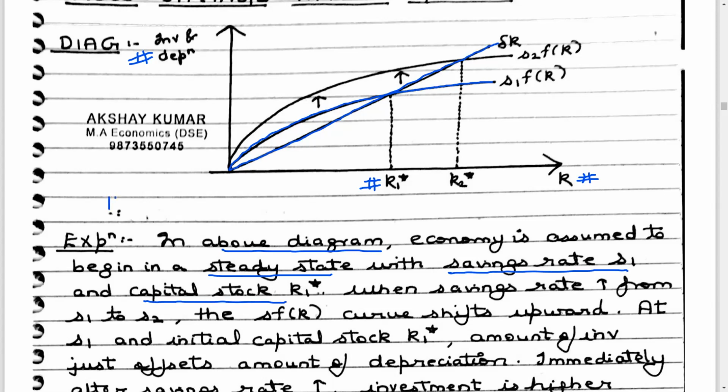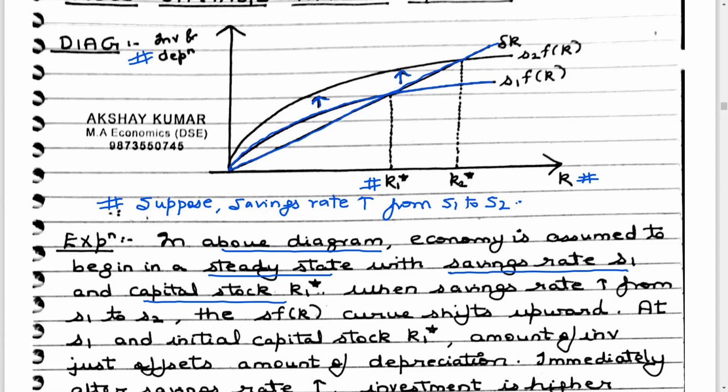Suppose the savings rate increases from S1 to S2. What will happen to the savings curve, guys? The savings curve will shift up. You can see in the diagram, the savings curve is going to shift up for every level of capital stock per worker. The economy can now save more because the savings rate has gone up.